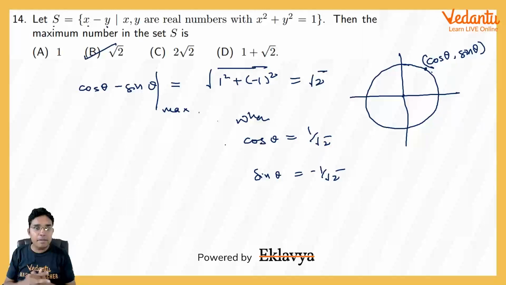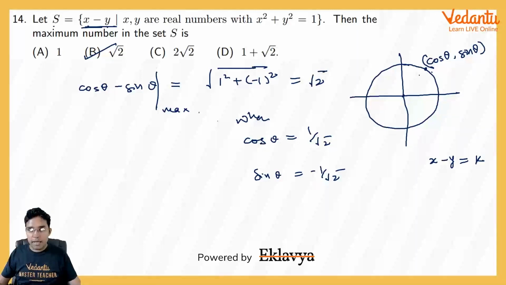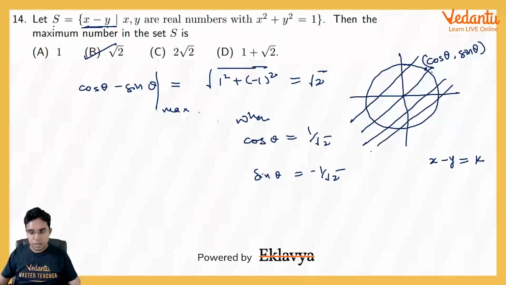This thing can be done using Cauchy-Schwarz also. I will leave this for you to do, and also by thinking of some equation of a straight line like this: x minus y is equal to k. Suppose x minus y takes value equal to k, which becomes equation of line with slope equal to 1. So depending upon what value of k is, this line can be like this. Now we also want this x, y lying on this x square plus y square is equal to 1. So I have to choose lines so that they have at least one point common with this circle.